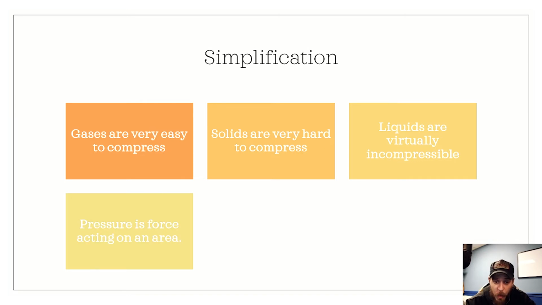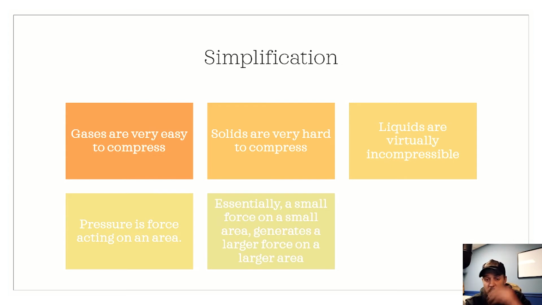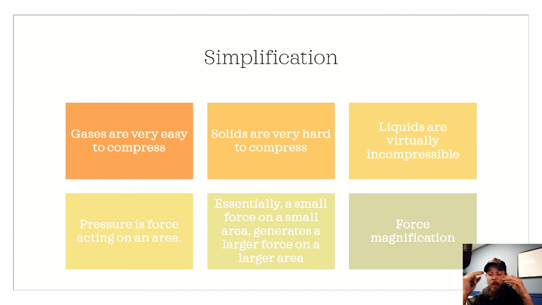Once again, pressure is the force acting on an area. So P is equal to F divided by A. We remember that equation. We input whatever variables we know, we can figure out the rest of the equation. Small force on a small area in a closed system will then generate a larger force on a larger area if it's able to access it. This is called force magnification. We magnify the force.